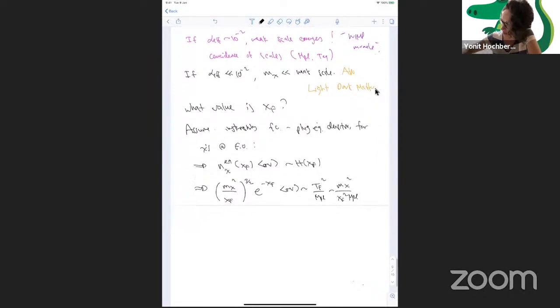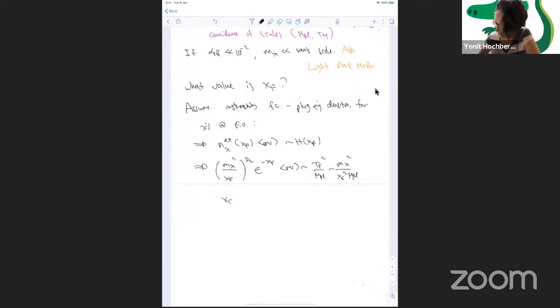And now you see that if I want to solve for the value of xf, xf just goes like the logarithm of all these parameters. The reason that this is really nice is because it means that the value of xf, the value of the temperature at which dark matter is freezing out, is really very insensitive to all sorts of changes. It's only logarithmically dependent on any of these parameters. So over a broad range of masses and parameters, it roughly gives us the same answer.